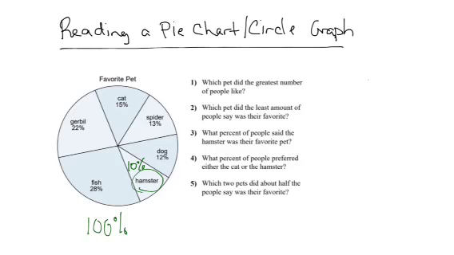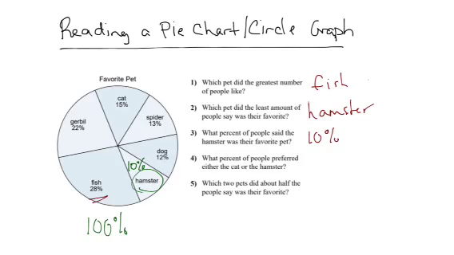All right, then I'm going to ask some questions. For example, which pet did the greatest number of people like? So for that one, you'd be looking for the one with the highest percentage. Highest percentage was over here, 28%. That would have been fish. And number two, what pet did the least amount of people say was their favorite? So we're looking for the lowest percentage, and that would be that hamster, that 10%. What percentage of people said the hamster was their favorite pet? Well, we just did that a second ago.